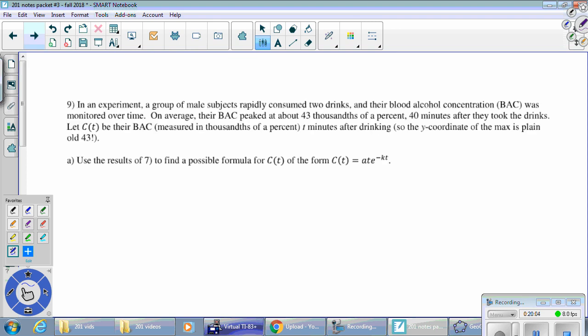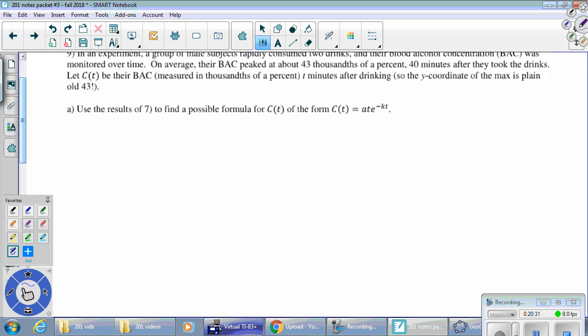Number 9. In an experiment, a group of male subjects rapidly consumed 2 drinks and their blood alcohol concentration was monitored over time. On average, their BAC peaked at about 43 thousandths of a percent 40 minutes after they took the drinks. Let C of T be their BAC, measured in thousandths of a percent, T minutes after drinking, so the Y coordinate of the max is plain old 43. That's not 43 factorial, that's just 43. Okay, so use the results of 7 to find a possible formula.